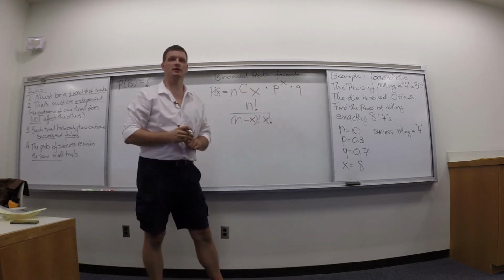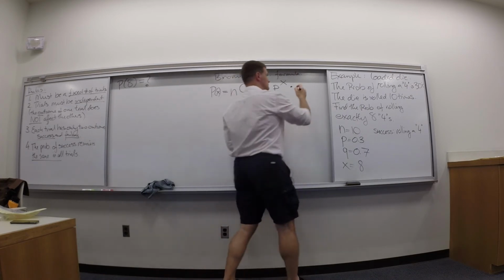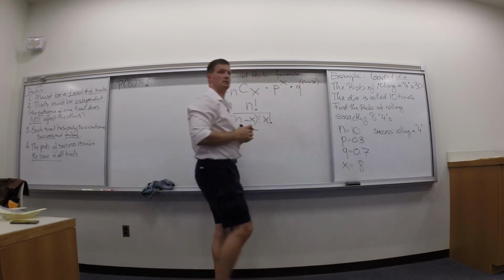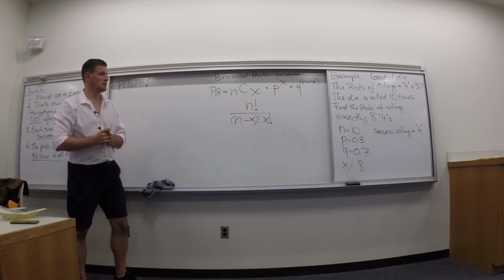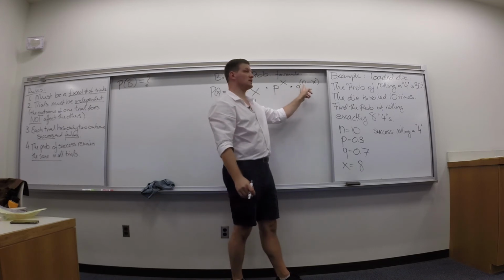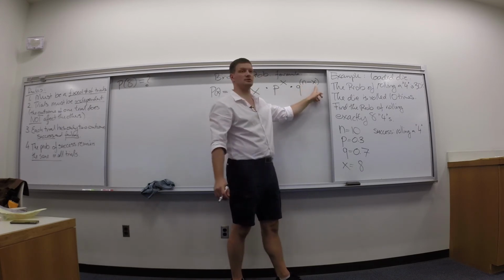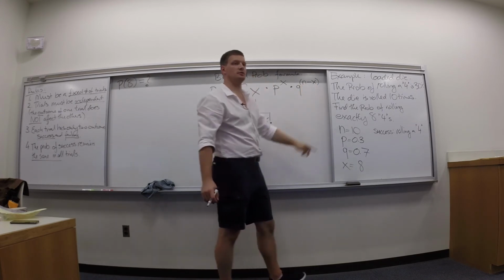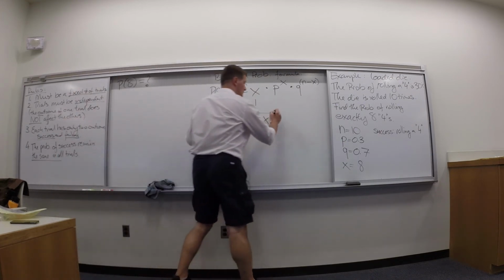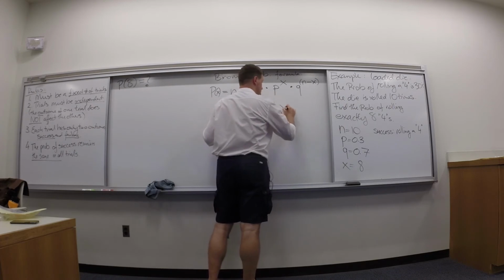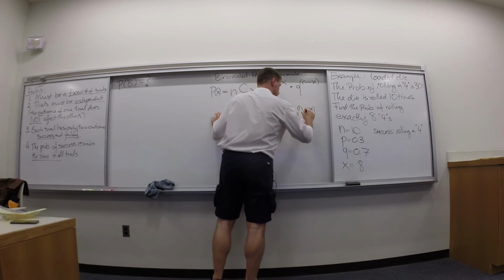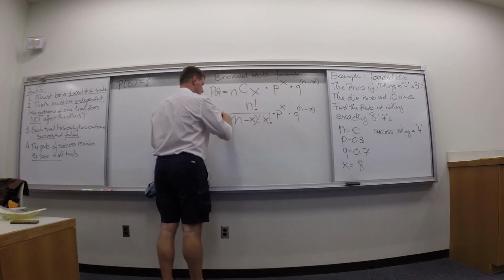How much of the fail is there? However many trials we don't use for successes. Is it 2 or 7? In our case, Q is 0.7, but the exponent would be 10 minus 8, so it would be 2. Right? So our formula is exactly that. And that's P of x.